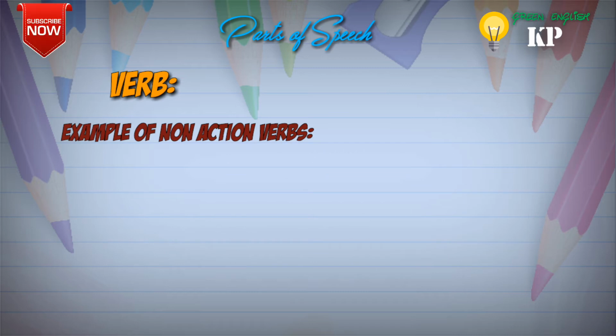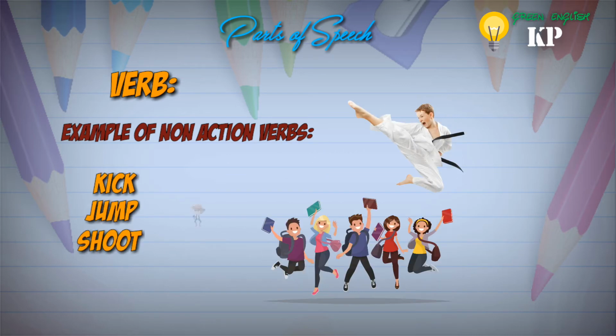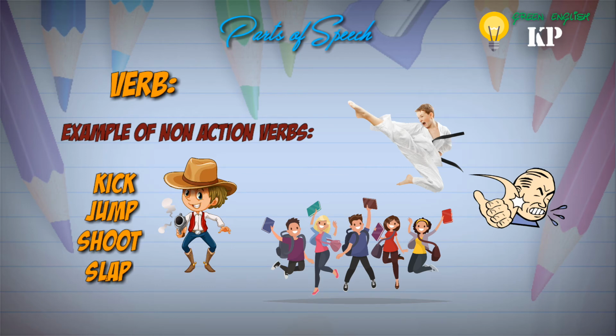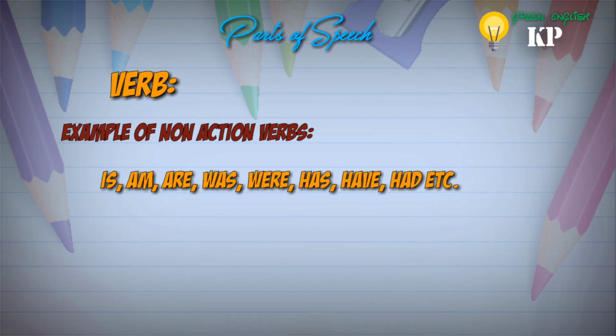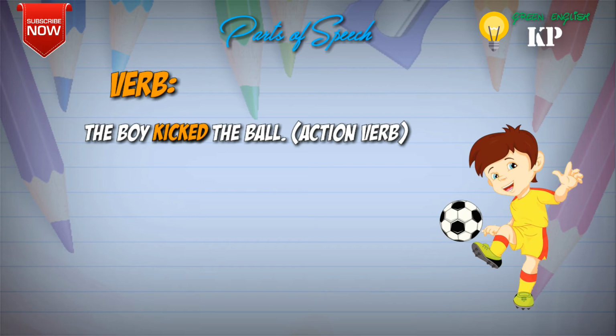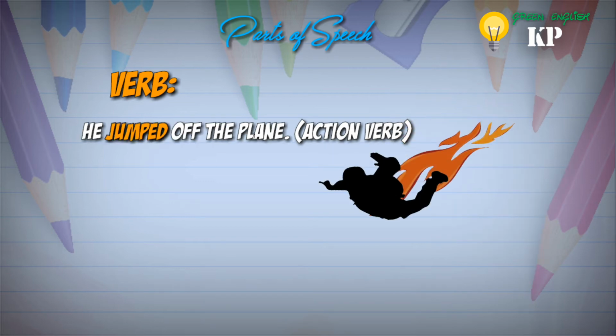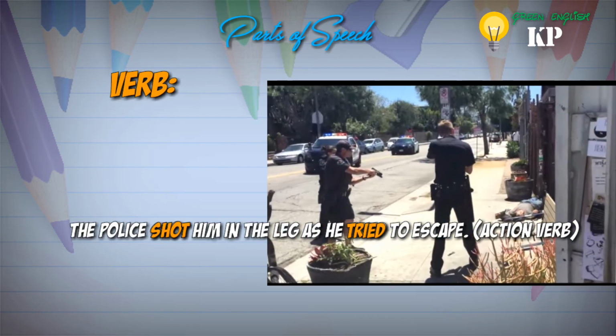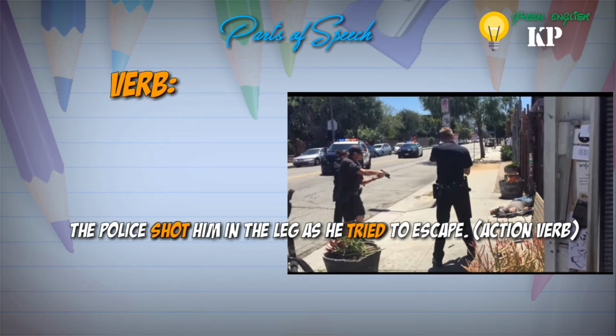Examples of action verbs: kick, jump, shoot, slap, etc. Examples of non-action verbs: is, am, are, was, were, has, have, had, etc. Note, the non-action verbs given in the example are also called linking verbs or auxiliary verbs, but that's a topic for another day. Now, consider the following examples. The boy kicked the ball, action verb. He jumped off the plane, action verb. The police shot him in the leg as he tried to escape, action verb.